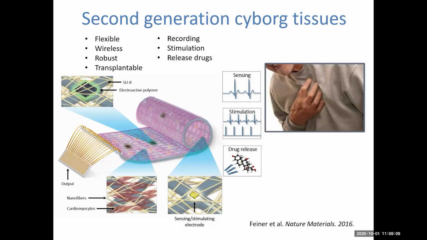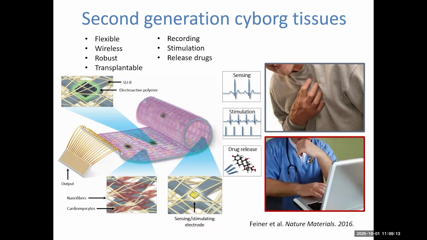So for example, if the patient is not feeling well, the physician can log onto the computer and decide how he wants to remotely activate the tissue. For example, if he senses that there's not enough beats per minute, type on the computer, find electrical stimulation. If he senses that there's not enough oxygen, type on the computer, release pro-angiogenic factors to build new blood vessels. Or if there's inflammation, release anti-inflammatory drugs.